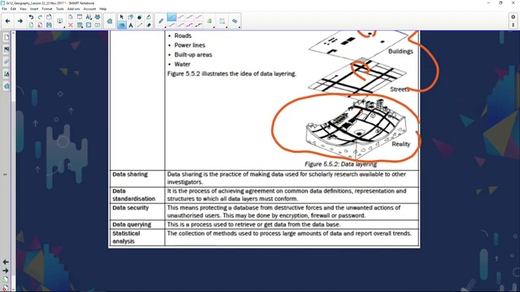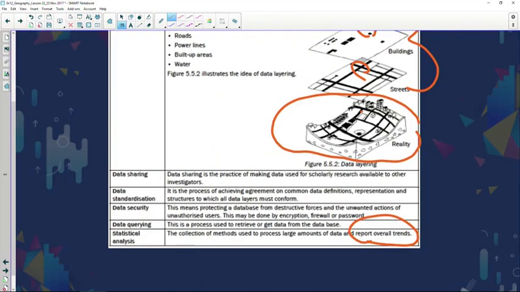And data querying is a process used to retrieve data from the database. And the last one is statistical analysis. We collect information. It doesn't matter in which form we get it. We can do it through graphs, we can do it through questionnaires, and we can do it through computer programs. And what we do is combine them to report on an overall trend.